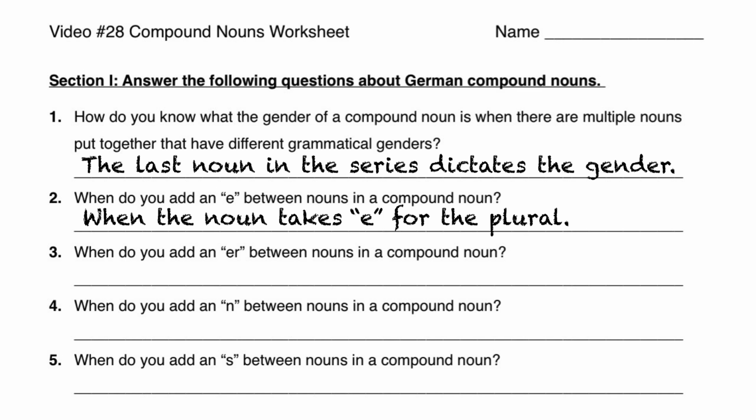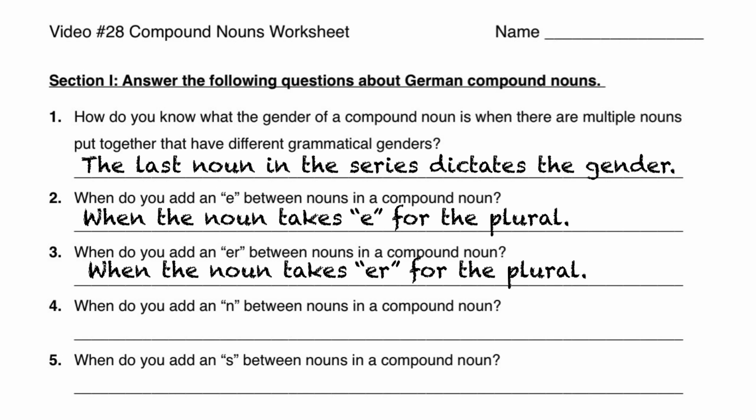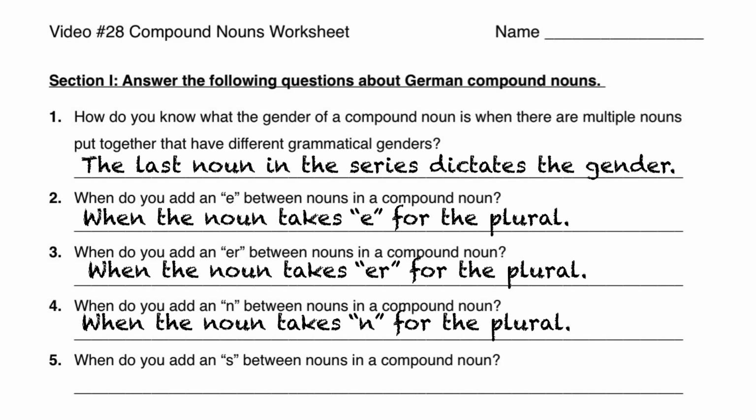Nummer 3. When do you add an ER? This one's pretty easy. If we have an ER for the plural form, we also add an ER when we add an extra noun to the end of it. Nummer 4. When do you add an N between the compound nouns? Same answer. If the plural takes an N, add an N before you add an extra noun behind it.